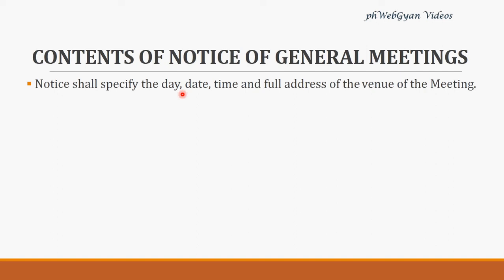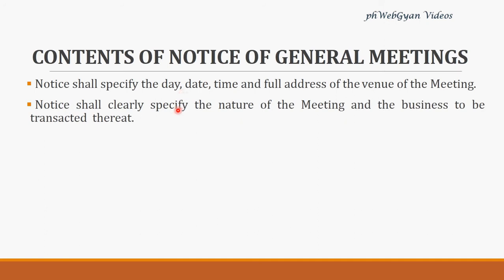It's better that all these things are described actually and clearly, so that there is no option of getting into litigation or into the discussion of whether you are right or not. Clear? So day, date, time, and full address of the venue of the meeting have to be disclosed. Secondly, the notice shall clearly specify the nature of the meeting and the businesses to be transacted thereat.